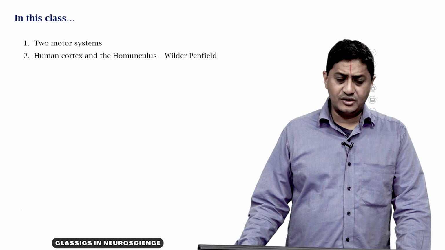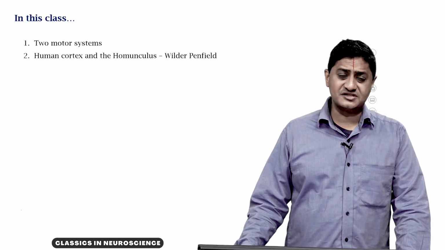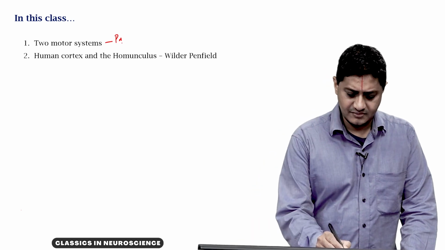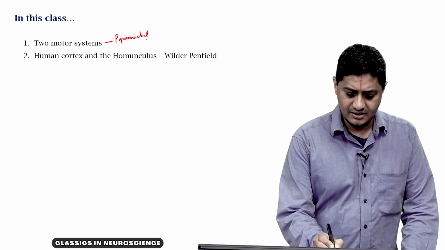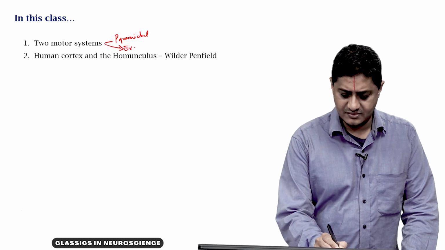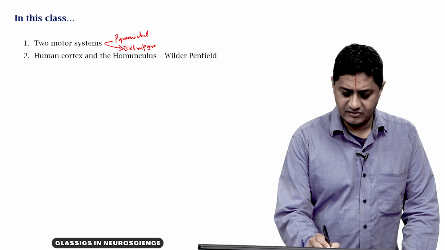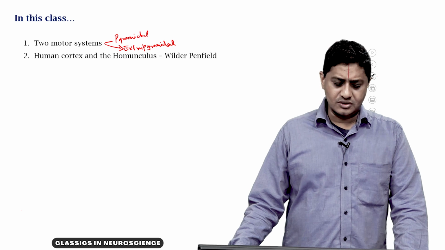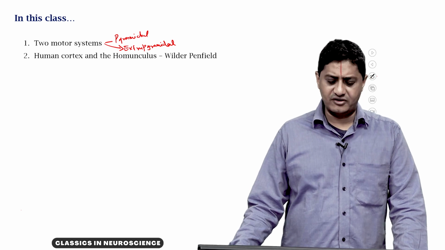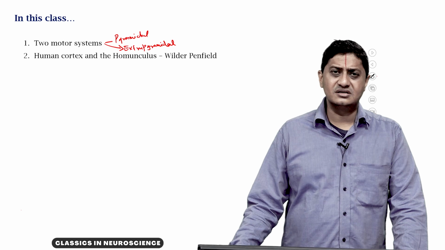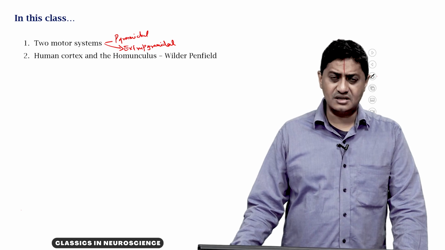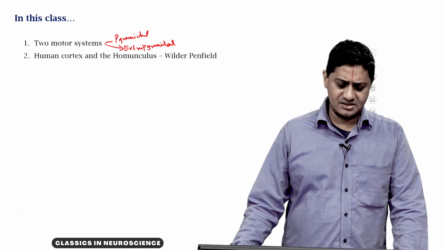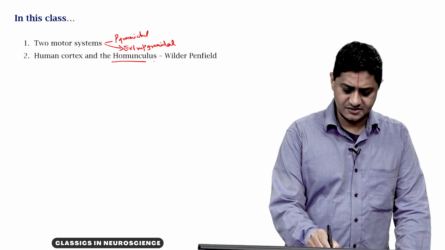In this video, we will look at two motor systems distinct from each other, the pyramidal system and the extrapyramidal system, that are responsible for two different functions. And we will also look at the work of Wilder Penfield, who studied the human cortex and identified the presence of a motor map or a little man in the brain, a homunculus of sorts.